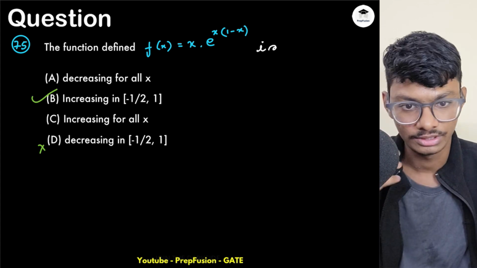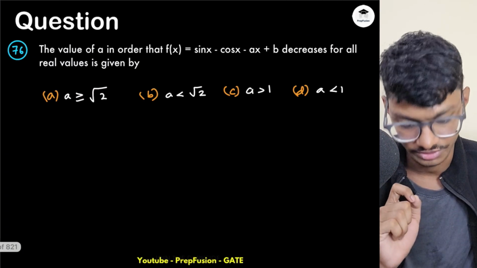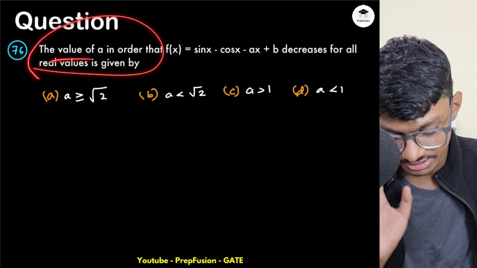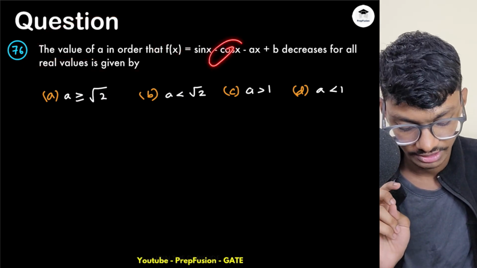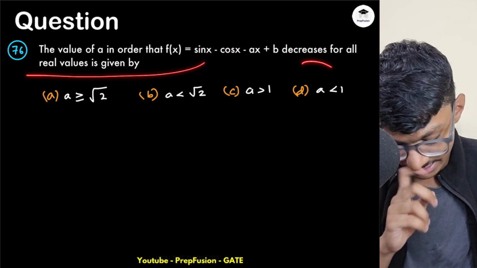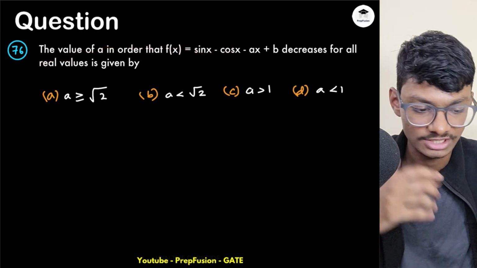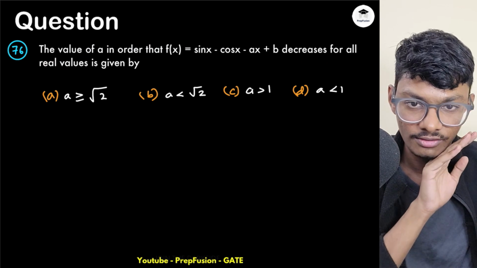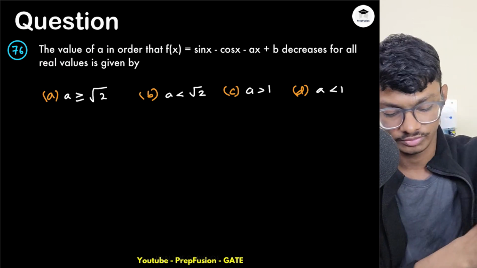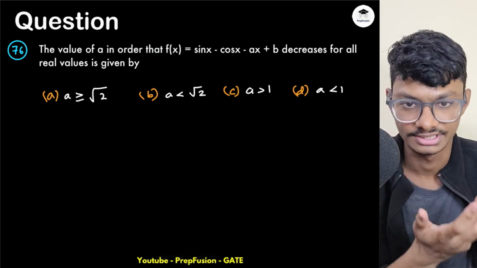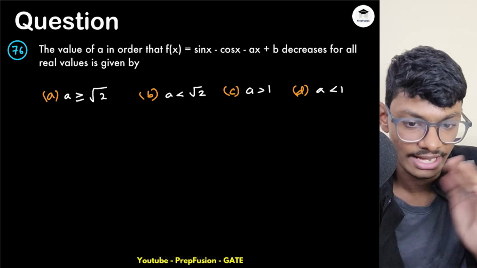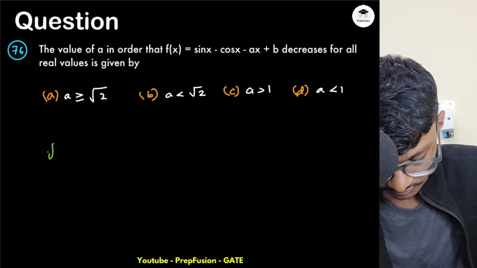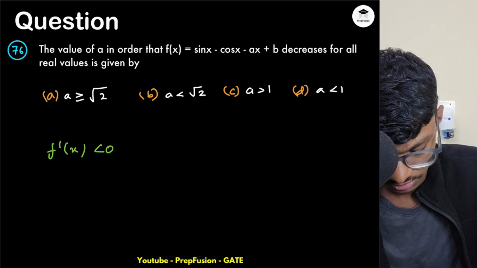Okay, so let's now go to another pattern of question, another type of question. Here they have given us the value of a in order that f of x equals to sin x minus cos x minus ax plus b decreases for all real values. So it has to be decreasing for all real values of x. Okay, it has to be a monotonically decreasing function. So what is the condition? F dash of x has to be always less than 0. That is the condition, right? For it to be decreasing always.